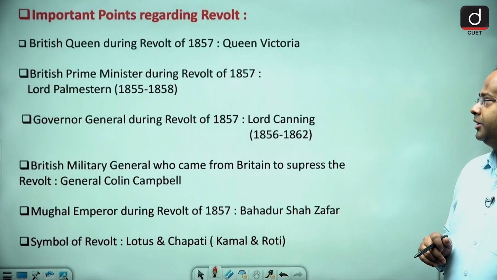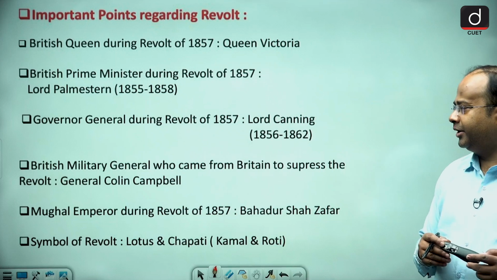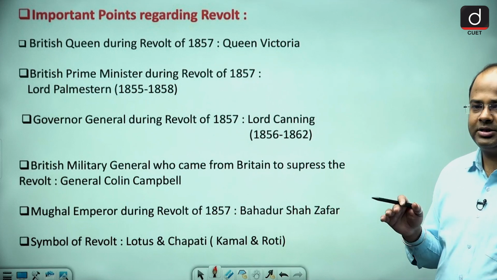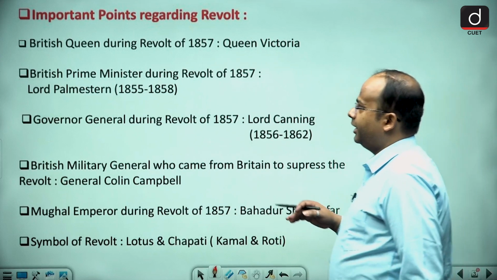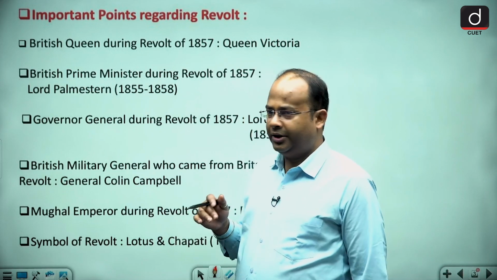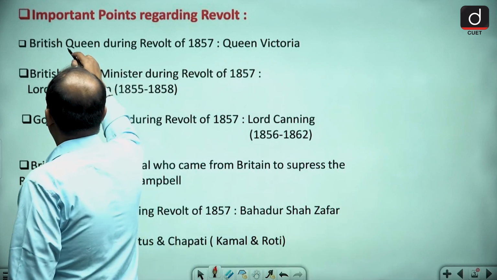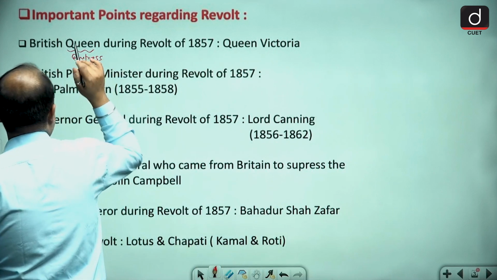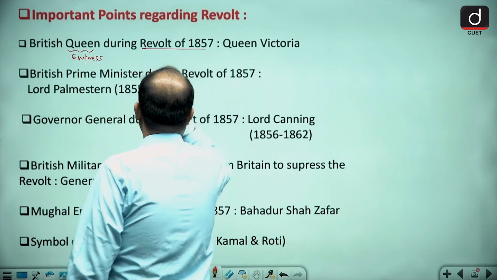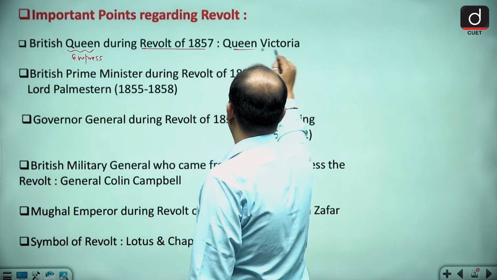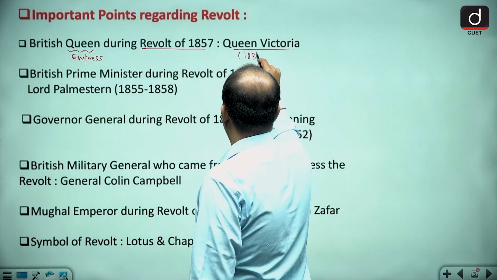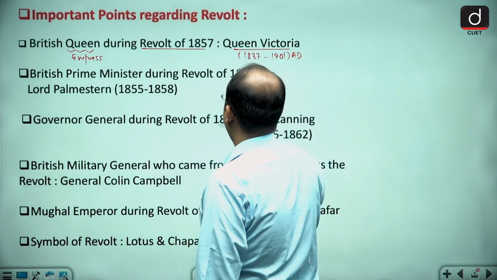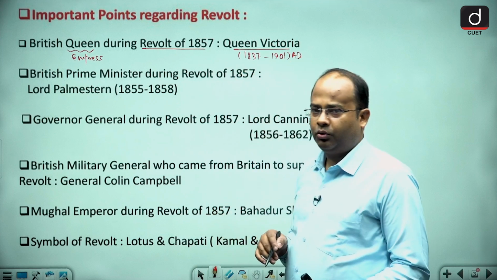Now let's come to the next thing, the important pointers related to the Revolt of 1857. First of all, guys, the British Empress or British Queen during the Revolt of 1857 was Queen Victoria. And Queen Victoria ruled from 1837 till 1901.